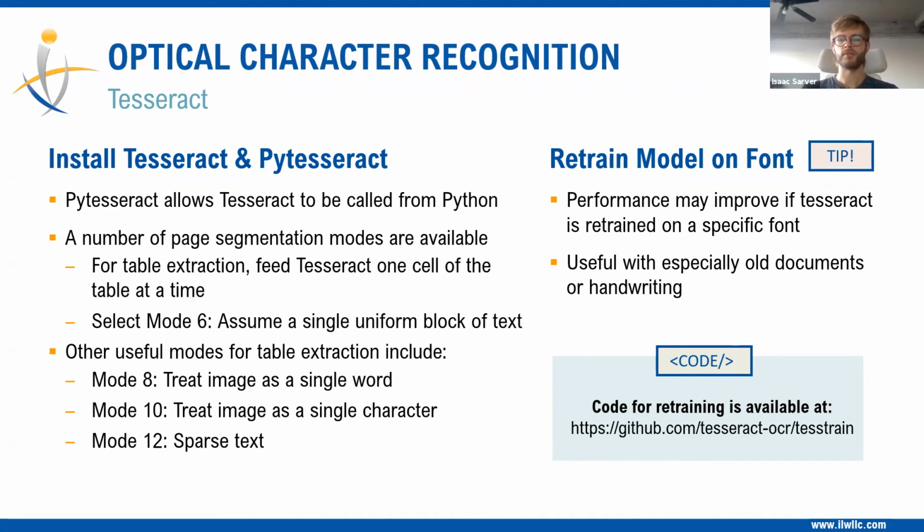However, others might be more useful if the cells in the table consistently contain a single word, a single character, or sparse text. Tesseract can also be retrained on a specific font, and all you would need to do this is a TTF file of that font, and there's code available on Tesseract's GitHub that will create training data and fine-tune the model for you. The link to that GitHub is at the bottom of the slide. Additionally, if you have annotated data for handwritten tables, you can retrain Tesseract on that as well.